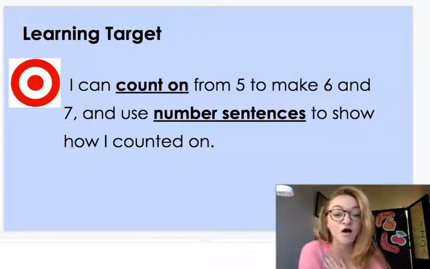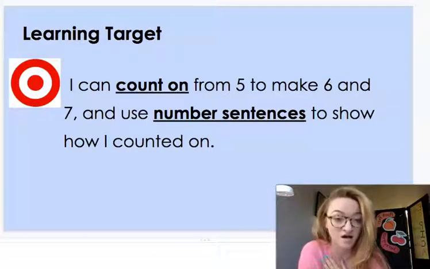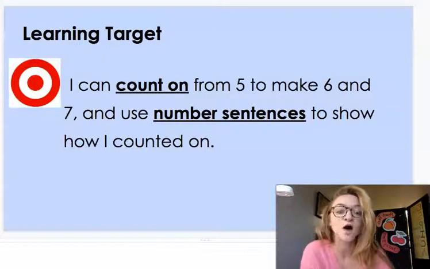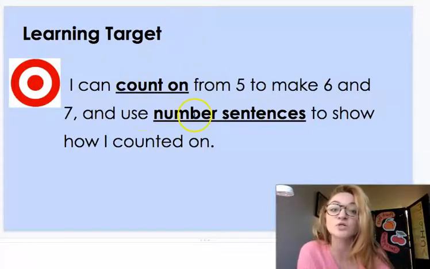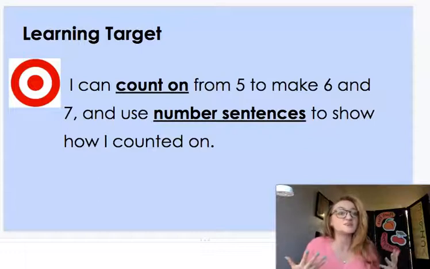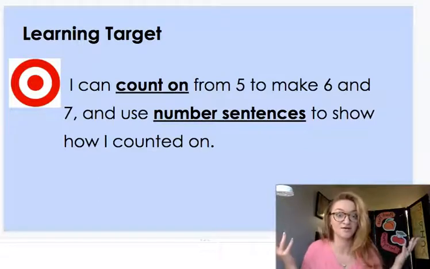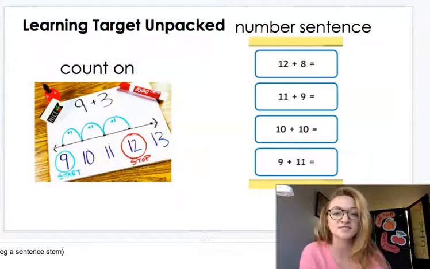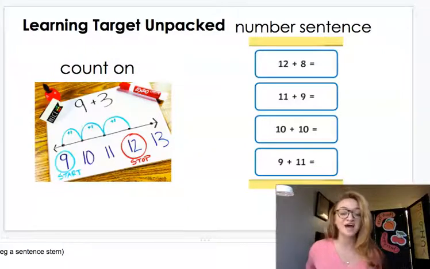I can count on from 5 to make 6 and 7 and use number sentences to show how I counted on. I'm already noticing some nice big, bold, and underlined words here, like count on and number sentences, and we're going to need to know what those mean for us to be able to meet our learning target. So let's unpack some of those words. First, we have count on.